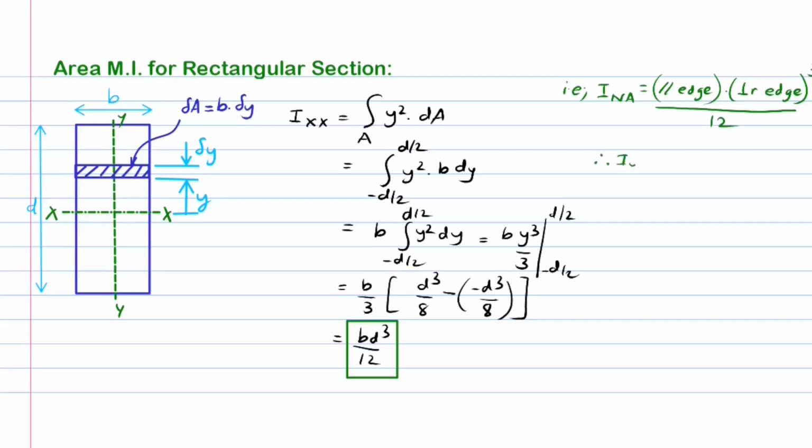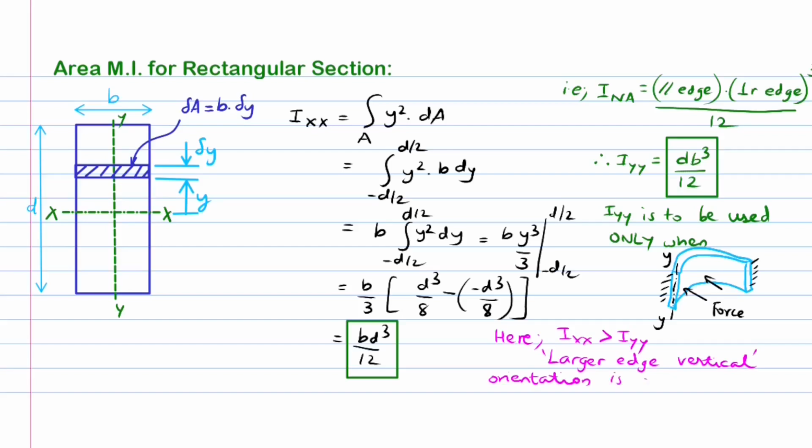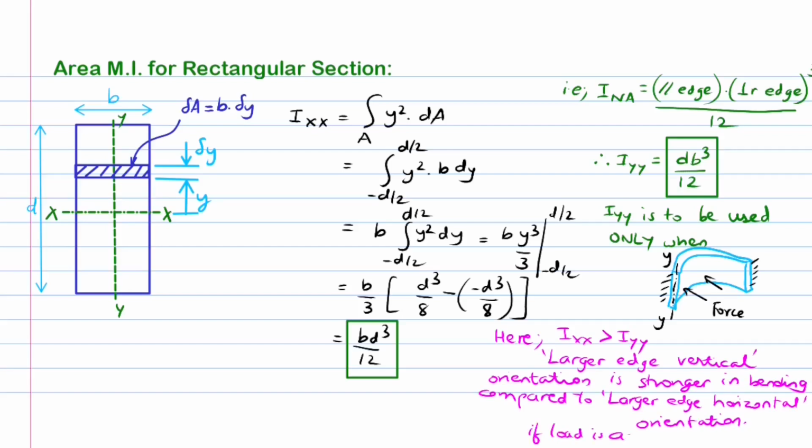In the same sense, it is easy to show that the area moment of inertia for the section about the y-axis should be d times the cube of b over 12. It is important to note that I about the y-axis should be used for the calculations only when it is expected that the bending is occurring about the y-axis due to a horizontal load applied from the sides. As explained a while ago from the formulas, it is easy to note that here the beam is difficult to bend about the x-axis since I about the x-axis is more than I about the y-axis, signifying more resistance to bending.